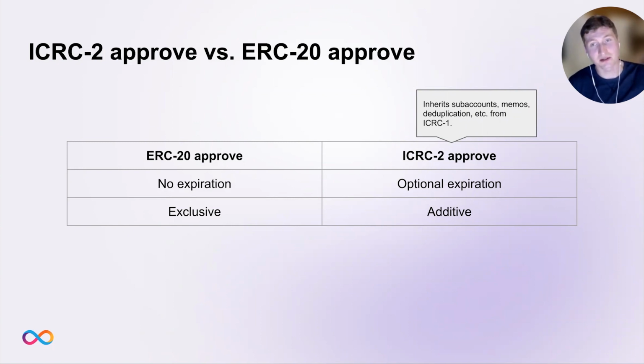spender can transfer funds. So for example, if you buy something online, usually the approval doesn't need to last for a long time. You can just approve something for 5 minutes, and then if the transfer didn't happen in 5 minutes, then it will never happen.